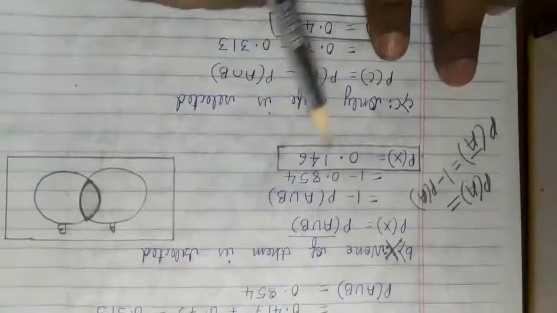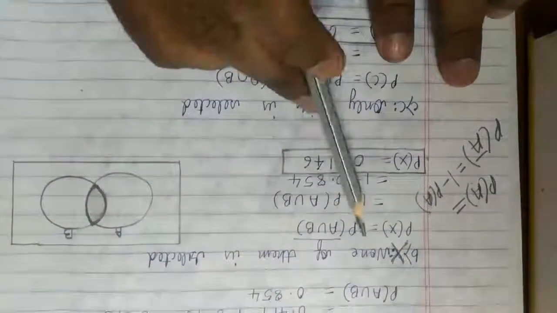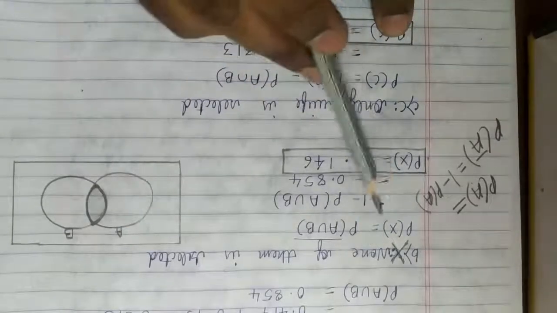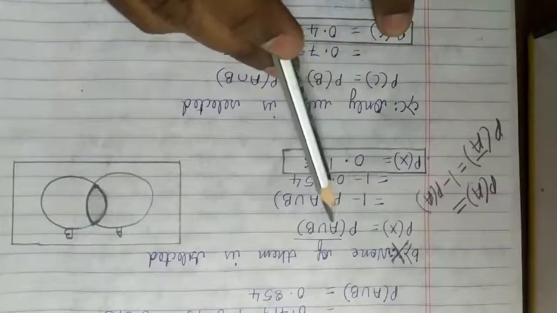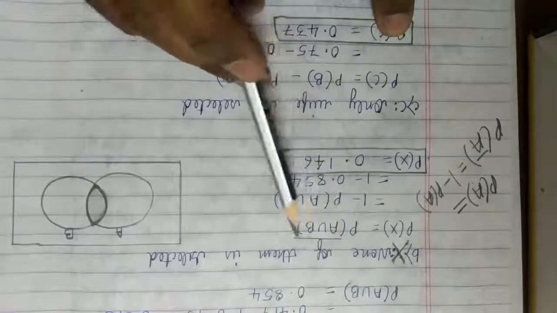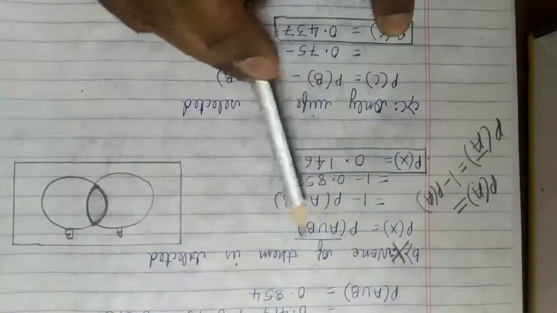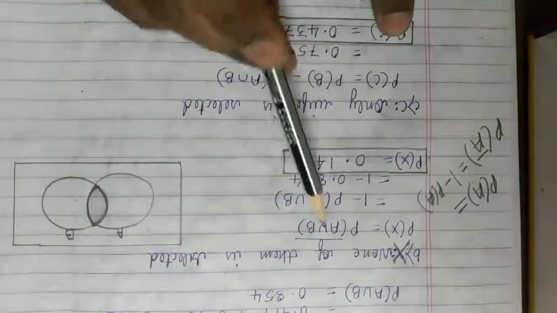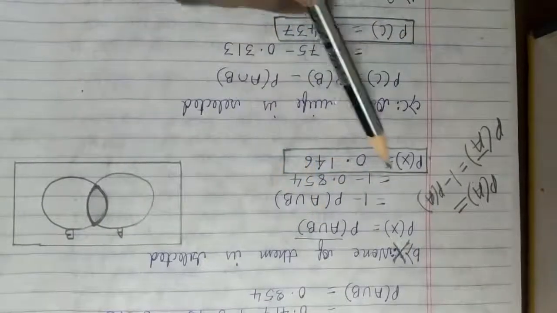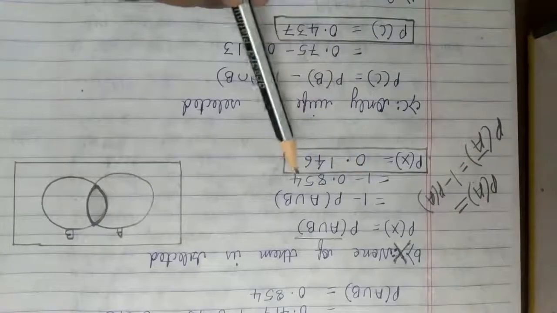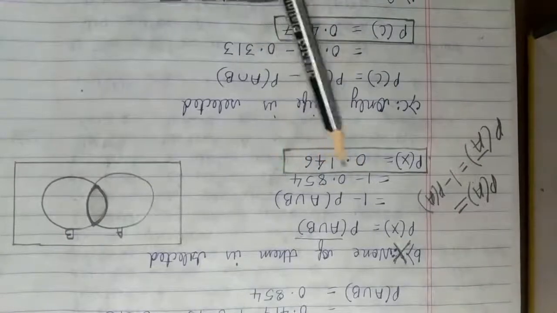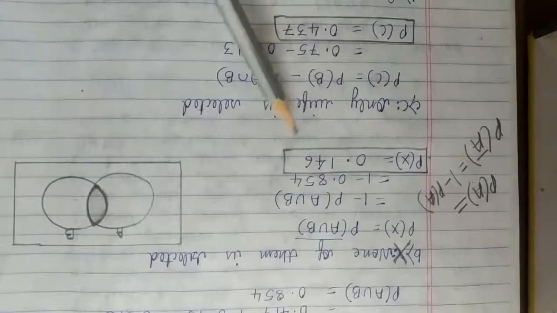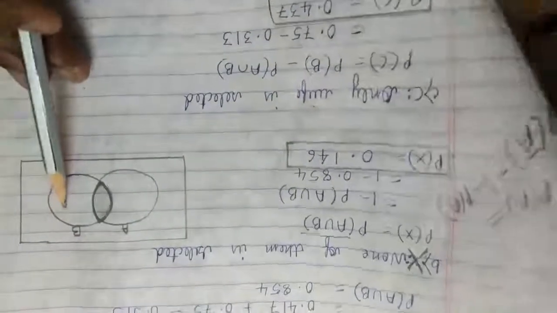Now what happens in this case is none of them is selected. So probability of X is nothing but probability of A union B not happening. Not happening is given by the bar, which is equal to 1 minus probability of A union B, which is equal to 1 minus 0.854, which is equal to 0.146. Fine.